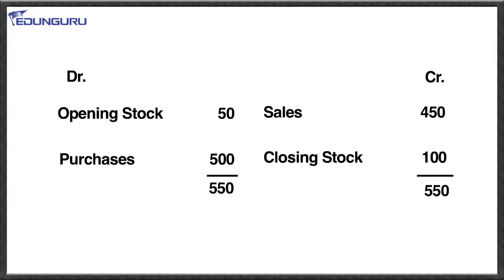Quantity wise, it is turning out true. You can check it for yourself. Take a look at the debit side. Your opening stock and purchases is 50 plus 500, whereas your closing stock and sales added together also is 450 plus 100. So 50 plus 500 is 550, so also the credit side is 550.